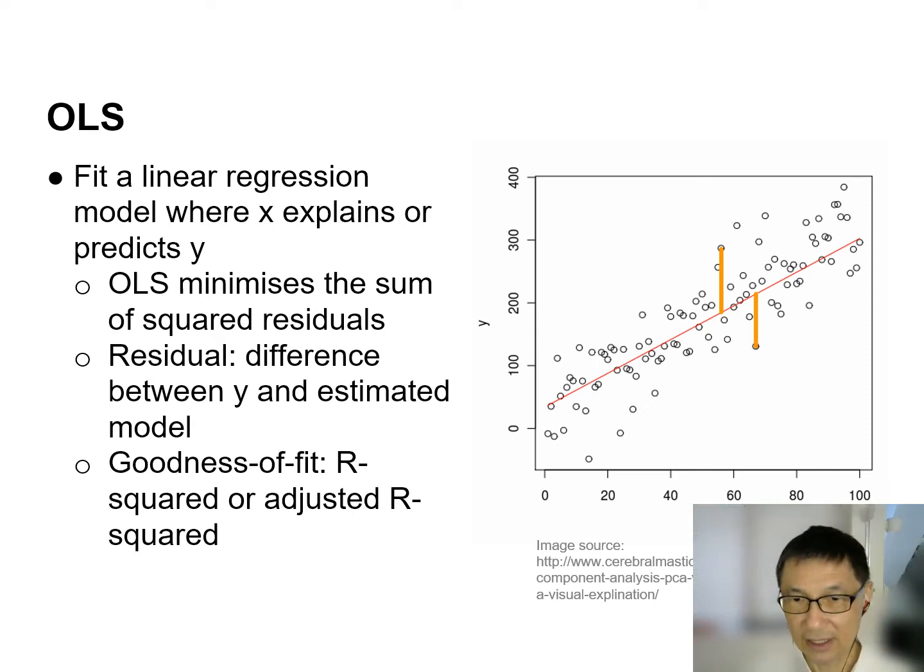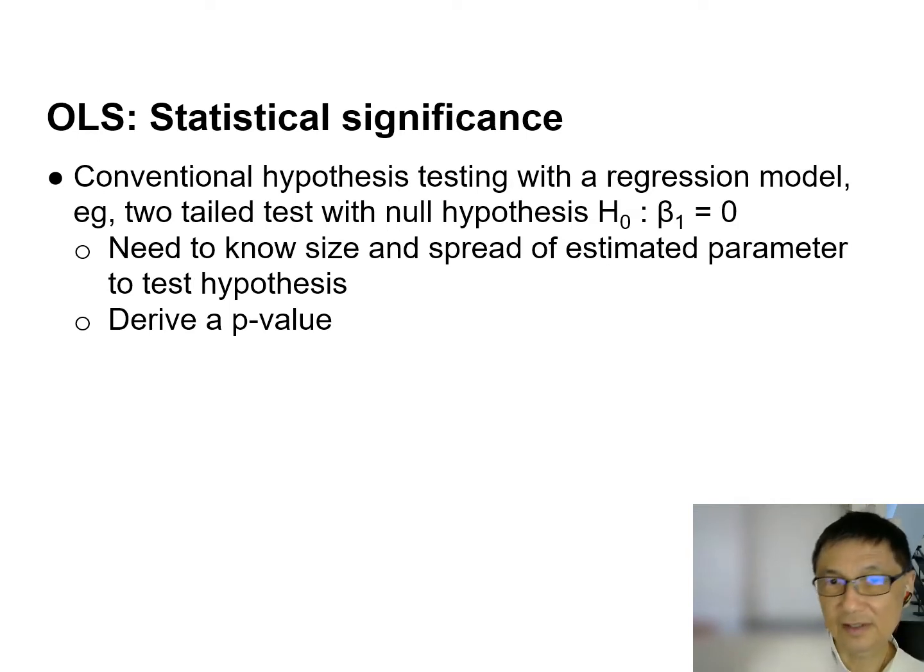We measure the fit of the OLS regression by a statistic called the R-squared, which is the degree to which this linear regression model accounts for the distribution of these scatter points. The R-squared can be adjusted for the number of explanatory variables. That's called the adjusted R-squared. The R-squared is the statistic with which we measure the fit of the model, how well it explains the data.